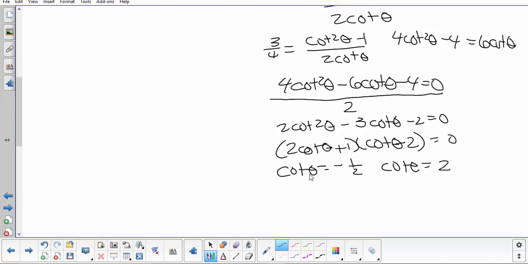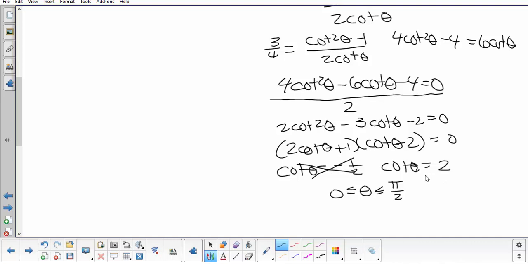When we rotate, we only discuss a first quadrant rotation. So our theta, our angle of rotation, has to be between 0 and pi over 2. So we're not going to use the negative 1/2 because that would not be a first quadrant rotation. We want to use the positive 2.